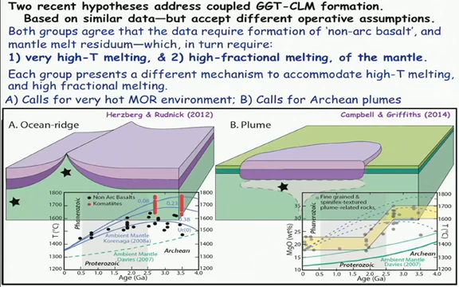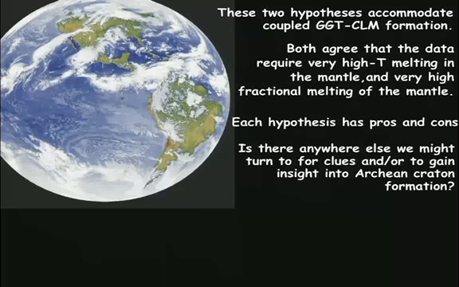One of those hypotheses does it by saying that we have very high temperature melting in extremely hot mid-ocean ridges during the Archean. And the other forms these by an Archean plume. I don't want to get into a discussion of pros and cons of either of these hypotheses. They both have pros, they both have cons. But what I want to propose instead is perhaps another hypothesis.